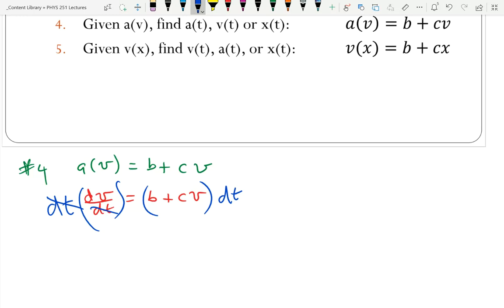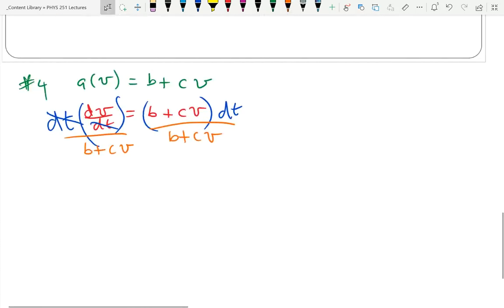Right. So how do I get my v over to the left side? So you're going to have the equation 1 over v plus cv dt dv equals dt. I hope you said this: I divide both sides by b plus cv. Right. Good. And then I just said 1 over b plus cv times dv. So just kind of put my dv out to the side.